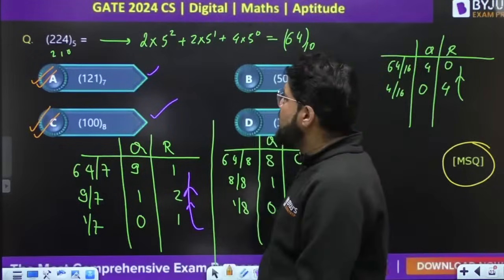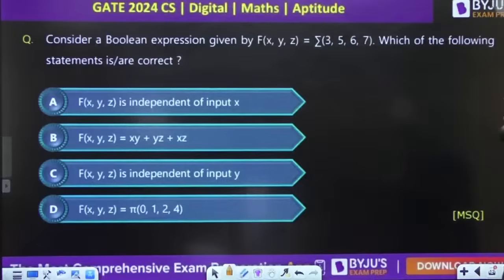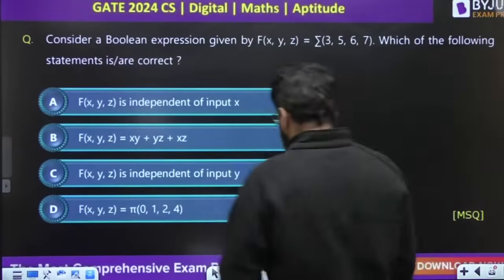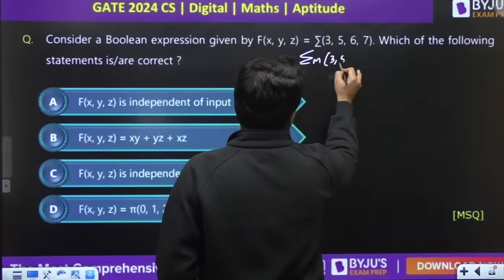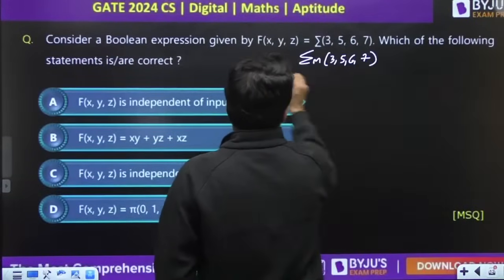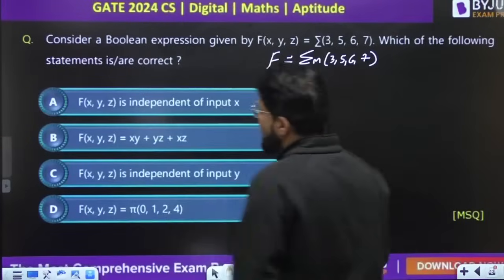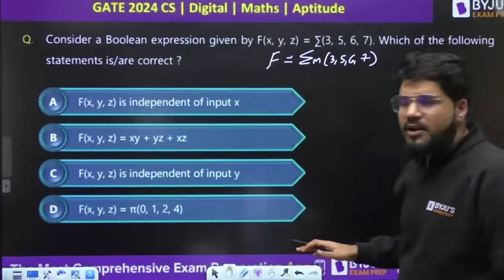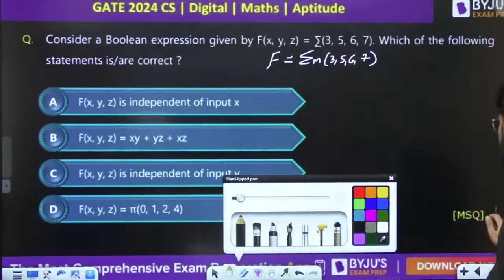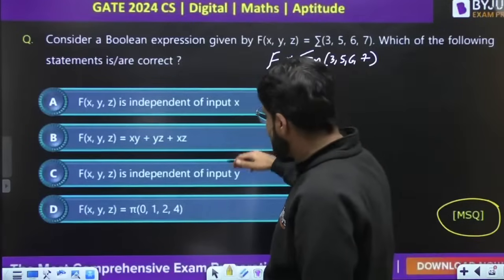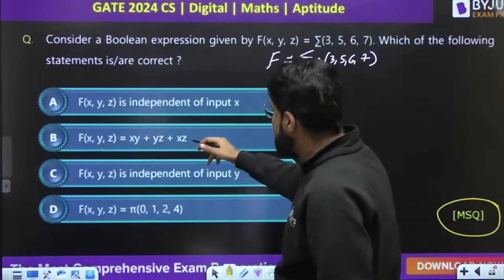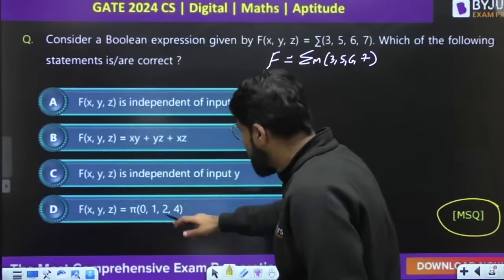Next question. Consider a Boolean expression f(x, y, z) is the summation of the minterms 3, 5, 6, 7. That is the f given to you. Which of the options is or are correct? One more MSQ, look into it. F is independent of input x, F is independent of input y, F is xy plus yz plus xz, and whether it is a product of maxterms.